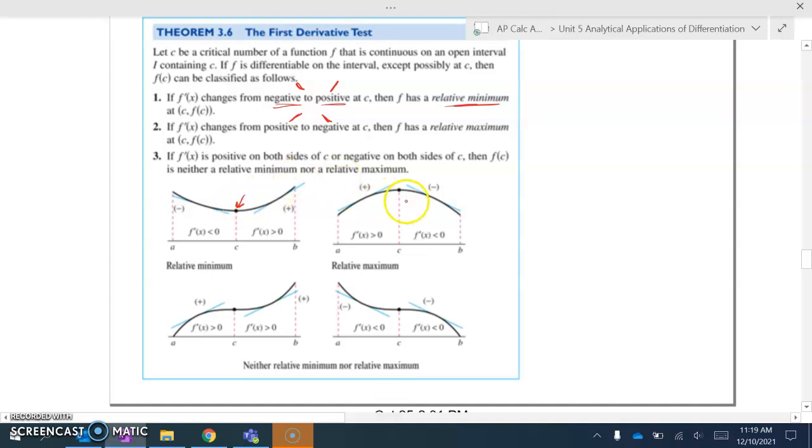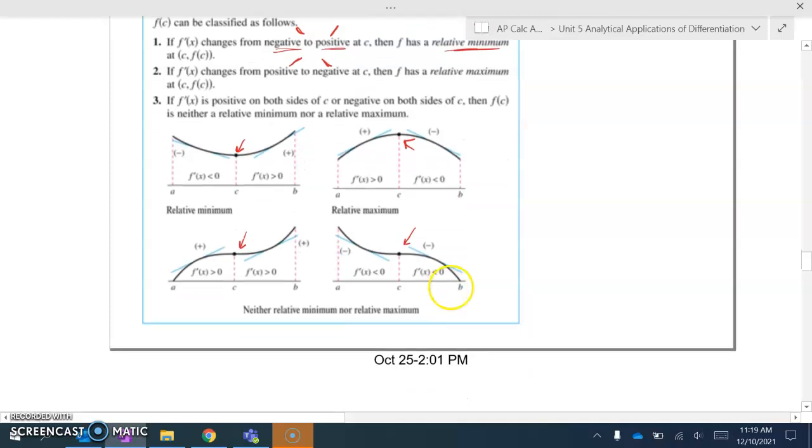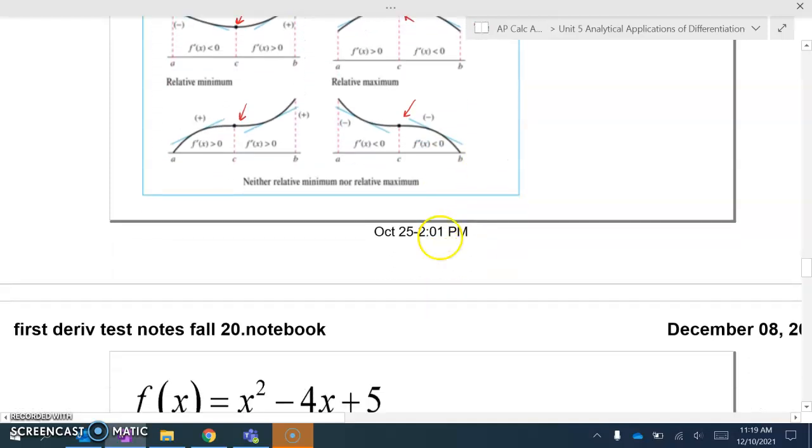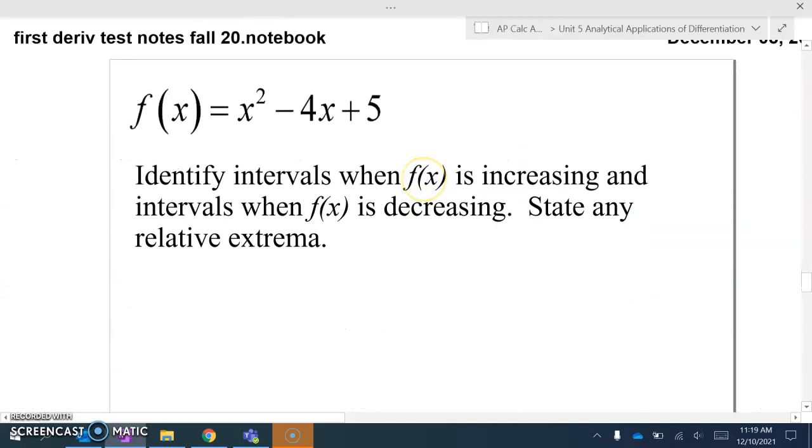So here you can see a min, or you can see a max. Here you see the slopes stay positive the entire time, so that's a critical point, but it's not necessarily a min or max. Same thing here. They're decreasing the entire time. That's a critical point, but not necessarily a min or max. The mins or maxes occur where the signs actually change.